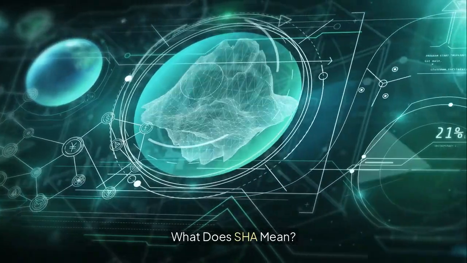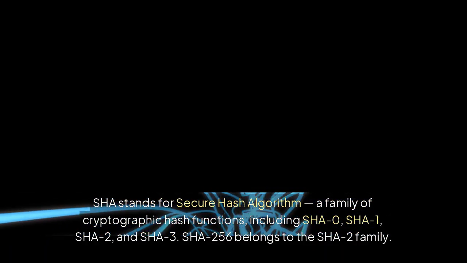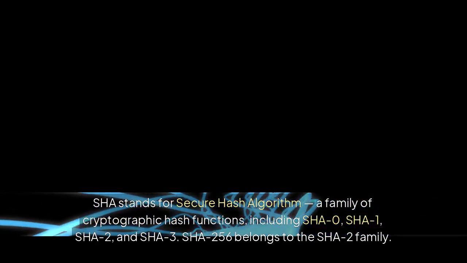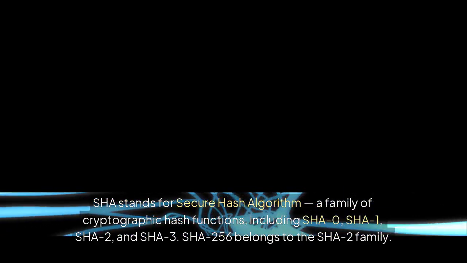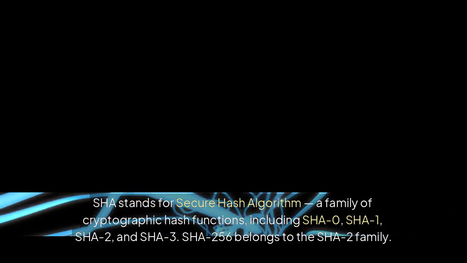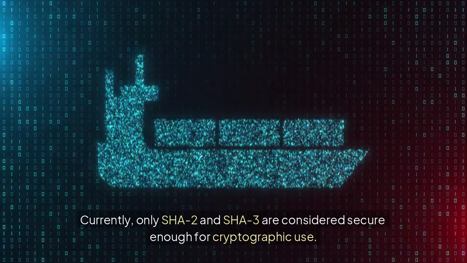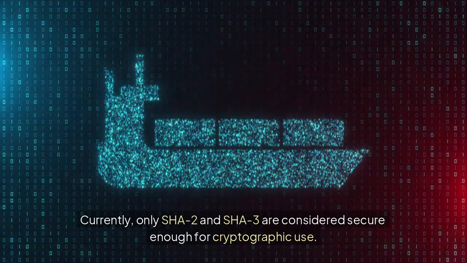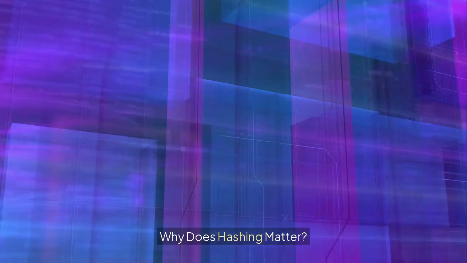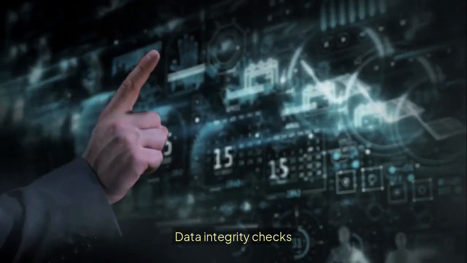What does SHA mean? SHA stands for Secure Hash Algorithm, a family of cryptographic hash functions, including SHA-0, SHA-1, SHA-2, and SHA-3. SHA-256 belongs to the SHA-2 family. Currently, only SHA-2 and SHA-3 are considered secure enough for cryptographic use. Why does hashing matter? Hashing has many applications: database searching, data integrity check, security authentication, digital fingerprinting.